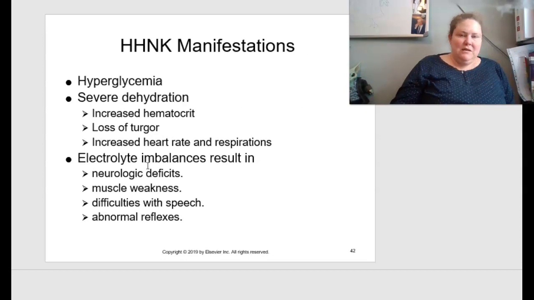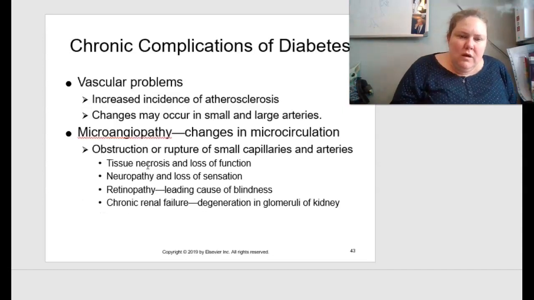So again, how does it manifest itself? Well, through hyperglycemia, severe dehydration, which can lead to an increased level of hematocrit, a loss of turgor or the tension in your skin. It can cause increased heart rates and respiration, as well as electrolyte imbalances that can result in those neurologic deficits, muscle weaknesses, difficulties with speech, and abnormal reflexes.